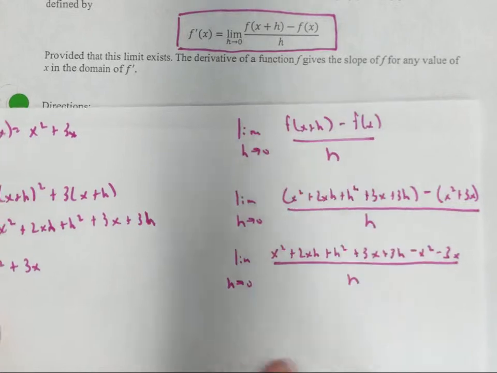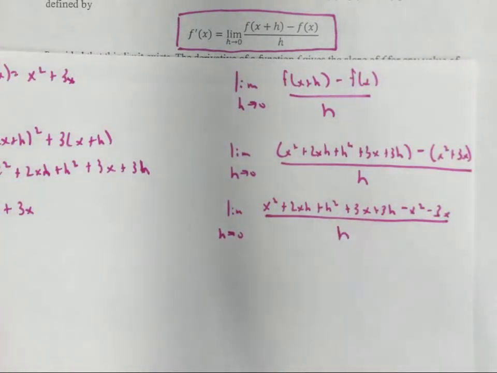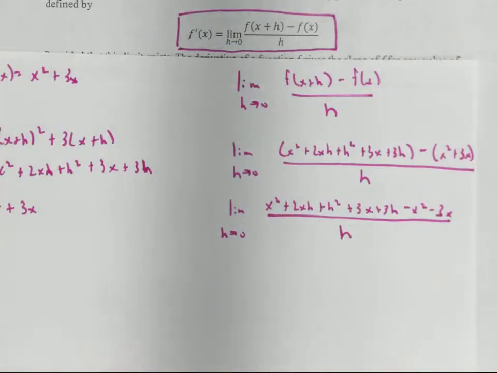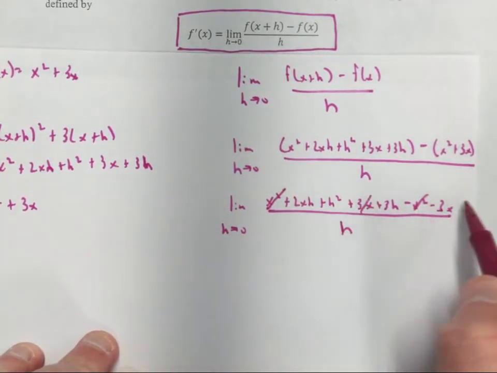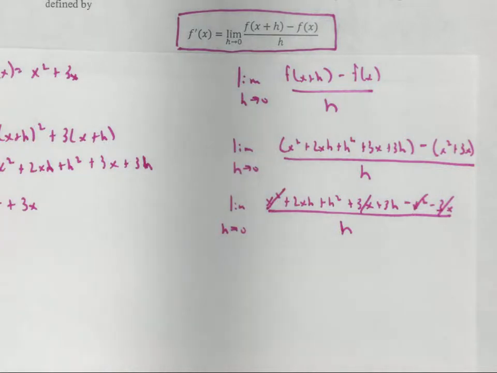I will give you a little hint here, guys. At this stage in the game, what can cancel out? x squared and 3x. When you get to that point, guys, everything that doesn't have an h should cancel out. If it doesn't, then we might have a slight problem. You need to go back and look at your work. But at that point in the game, everything that doesn't have an h should go out.